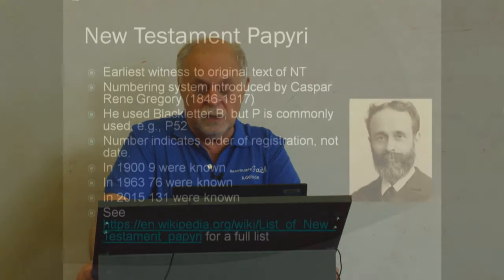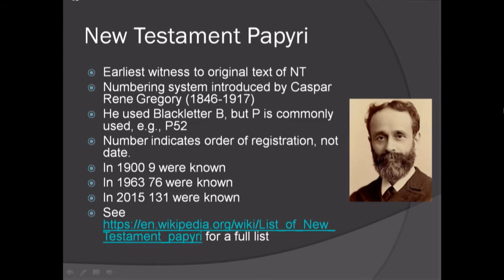In 1900, 9 were known. In 1963, 76 were known. In 2015, 131 were known. And if you want to see a complete list of these and get references to them, they're on Wikipedia. So all you have to do is Google list of New Testament manuscripts and it will take you there.